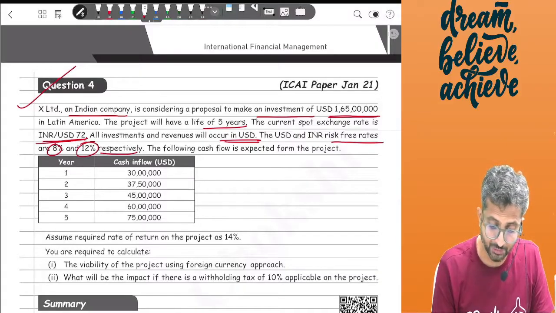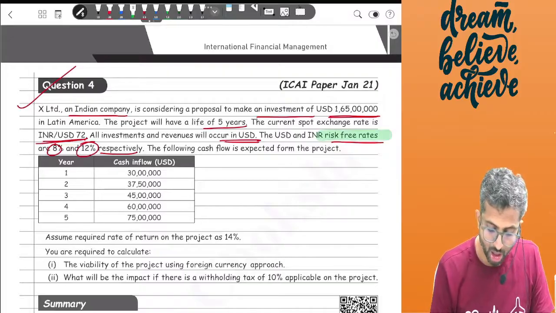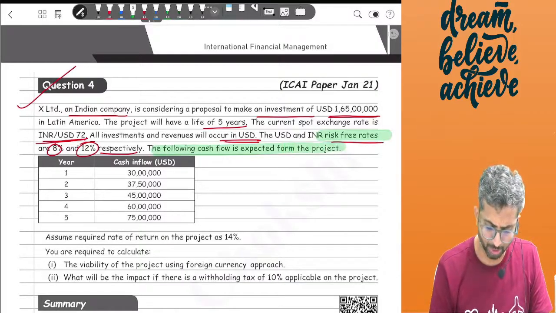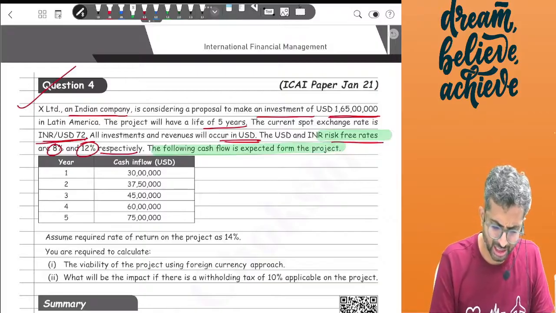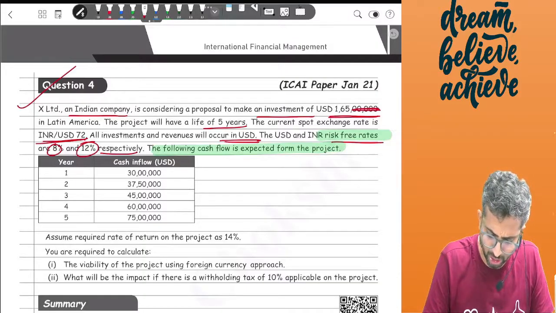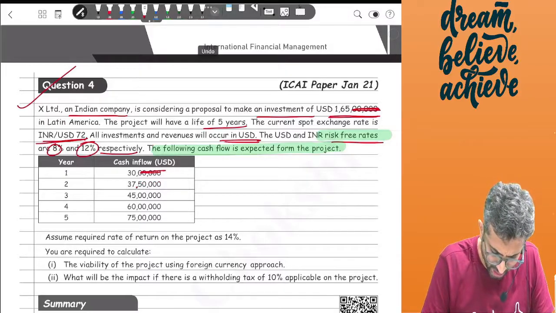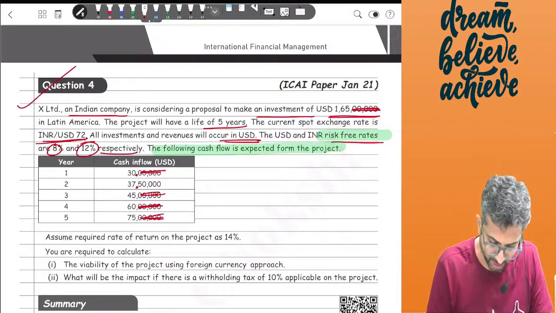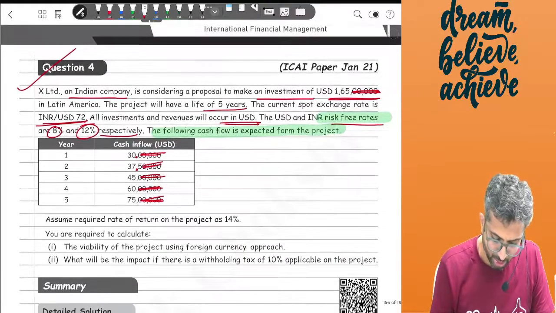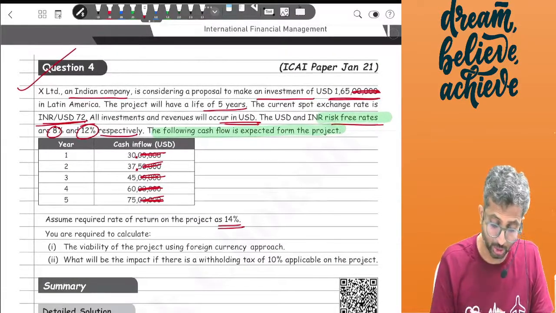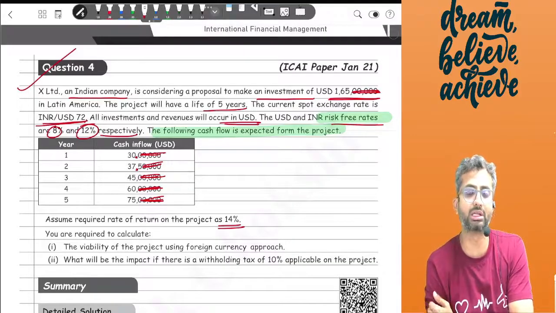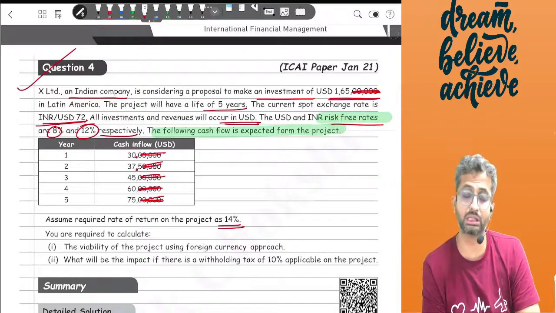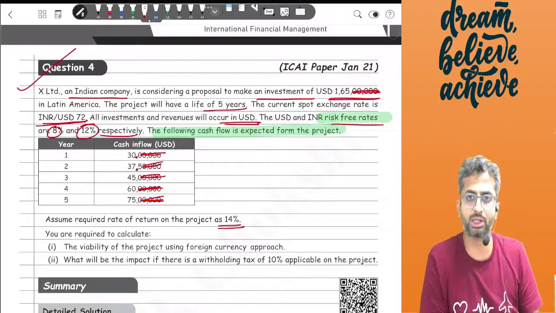Now, these are the risk-free rates, mind you. The following cash flows are expected from the project. So you have the cash flows given. Let us say I do everything in lakhs, just to keep it simple. So this is 30 lakhs, 45, 60, 75, just for easy workings, okay? Assume the required rate of return in the project is 14%. Now the question remains silent. It does not tell you whether it is the Indian currency rate or the foreign currency rate. Unless given otherwise, we will assume it is the Indian currency rate.